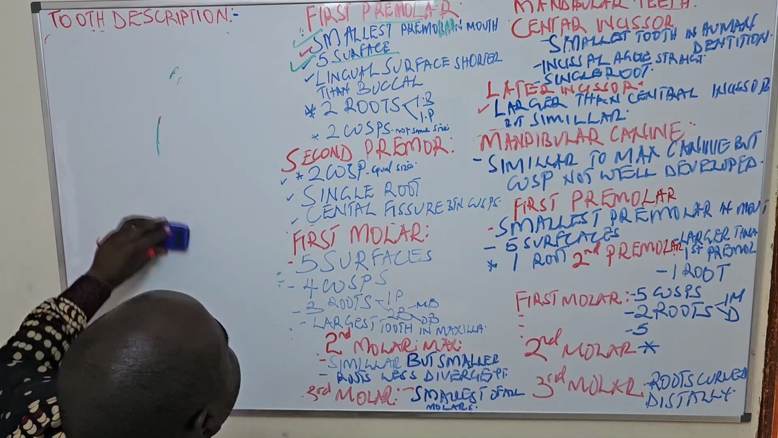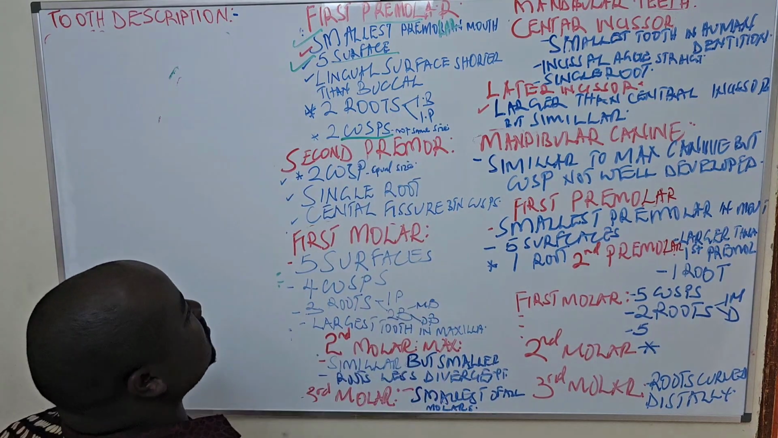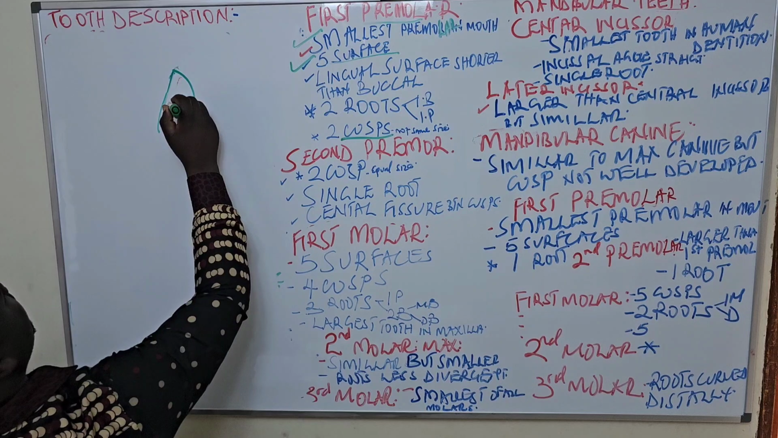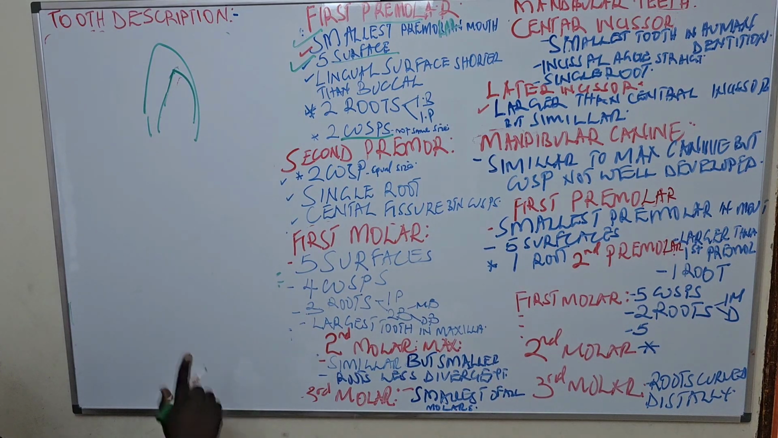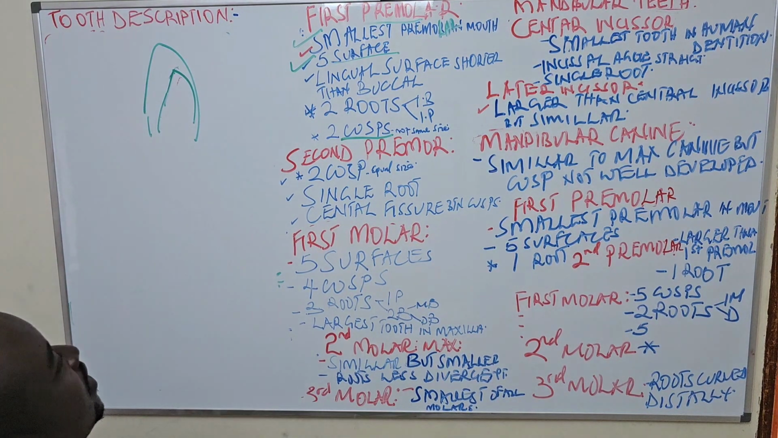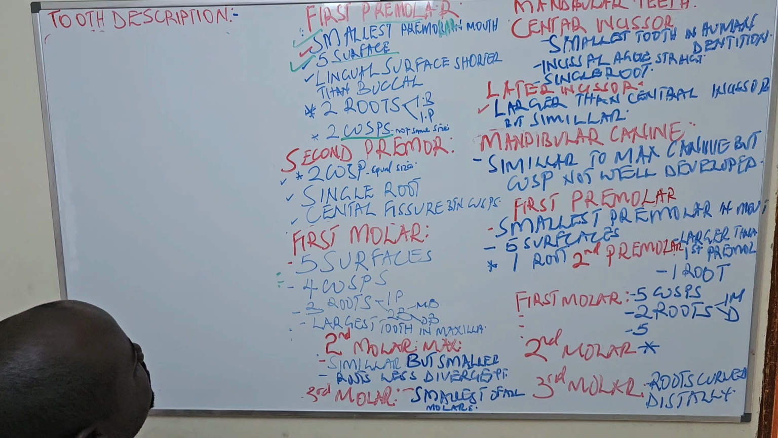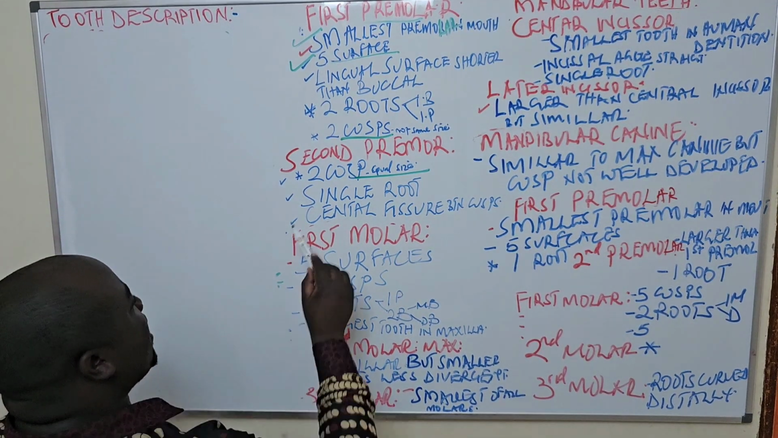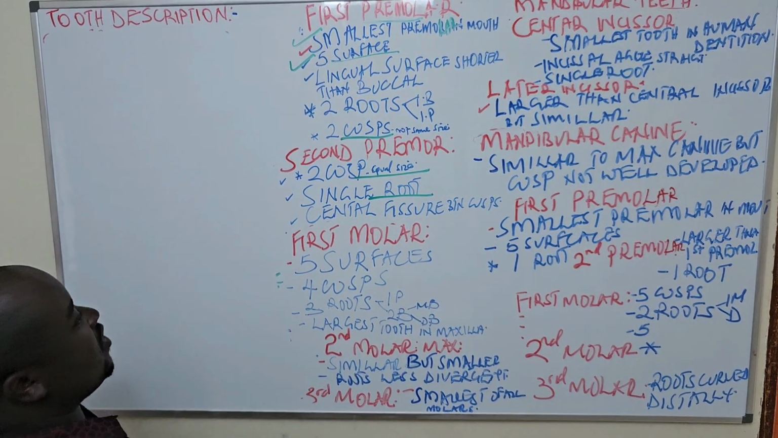Another one is the second premolar. But before we go to that one, these cusps are not of the same size. The palatal has a longer cusp than the labial, or the labial has a longer cusp than the palatal. That is a very important difference. The second premolar has 2 cusps, but these cusps are of almost the same size. Another one, this second premolar has 1 root, and of course the central fissure.